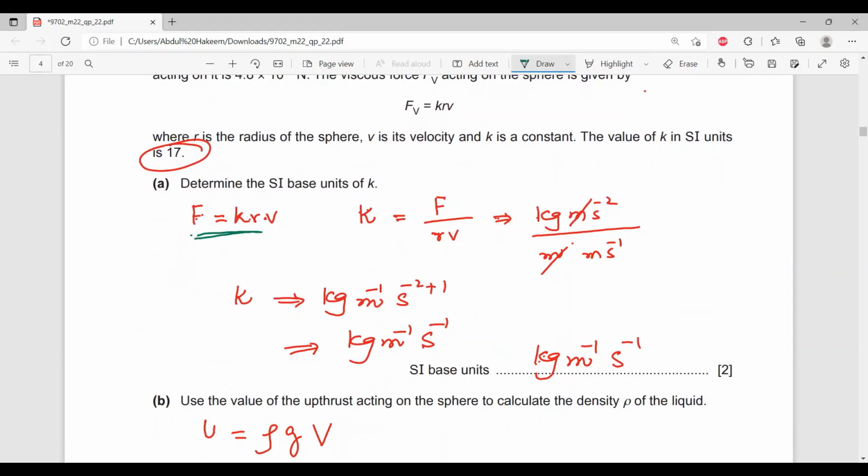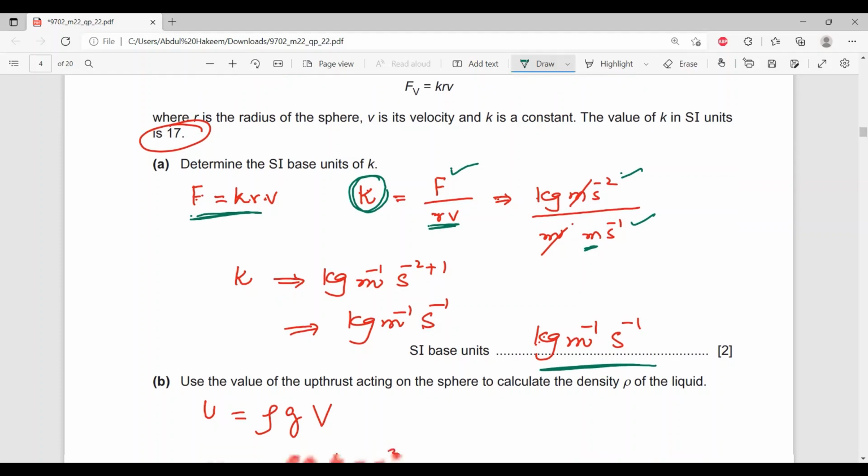So look, this is the equation. We will make K the subject of the equation. It is F divided by RV. F is the force. It is measured in kilogram meter second power minus 2. Radius is measured in meter, and the speed is measured in meter per second. So this meter cancels, so we have kilogram meter power minus 1, second power minus 1, because this minus 2 and the minus from the denominator come up to the positive sign. So the final answer is kilogram meter power minus 1, second power minus 1. So this is the final answer for the SI base unit of K.